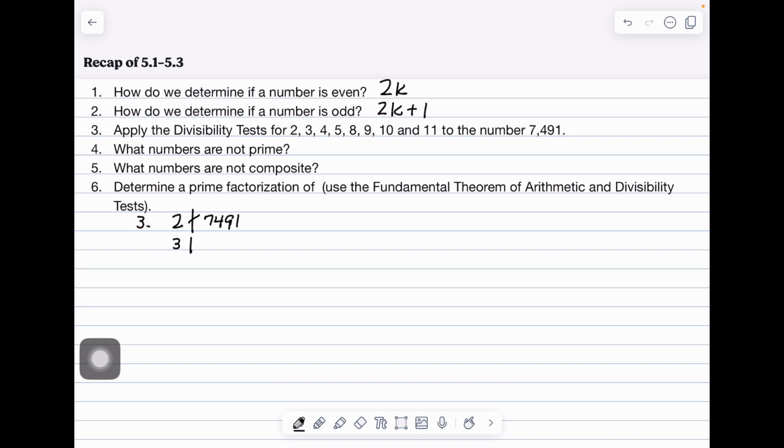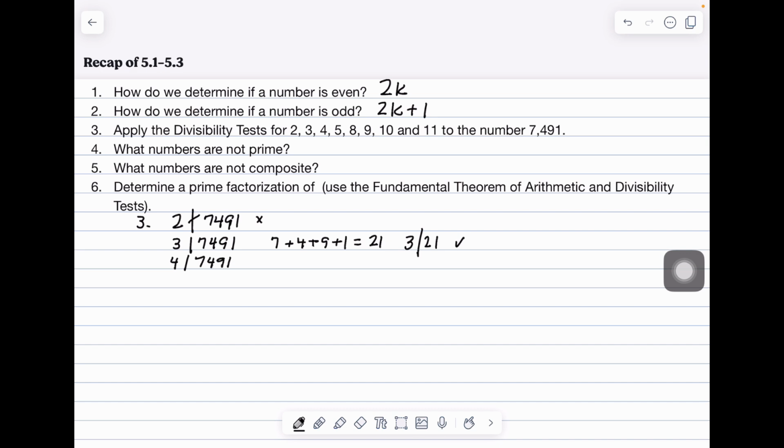3 does divide 7,491. And the reason is if I add the digits 7 plus 4 plus 9 plus 1, I would get 21. And we know that 3 is a factor of 21. So what we're doing is we're checking the sum of the digits and see if the number we are testing, the 3, is a factor. So that one is a yes. Okay, and this one is a no. All right, so let's keep going with our tests in order.